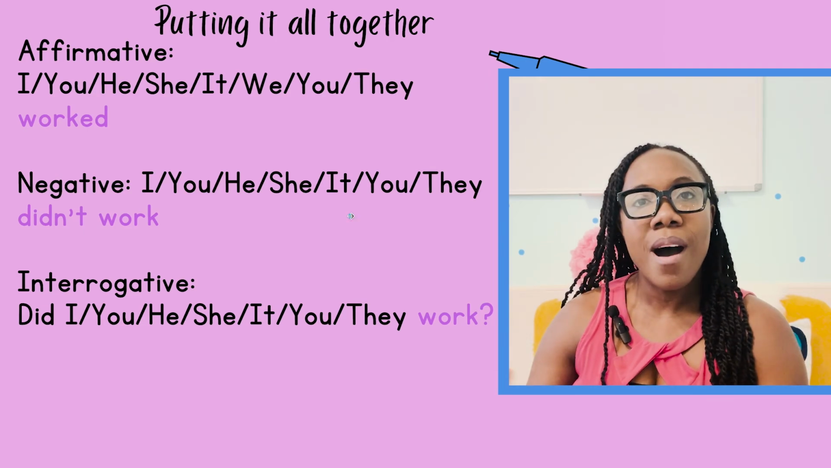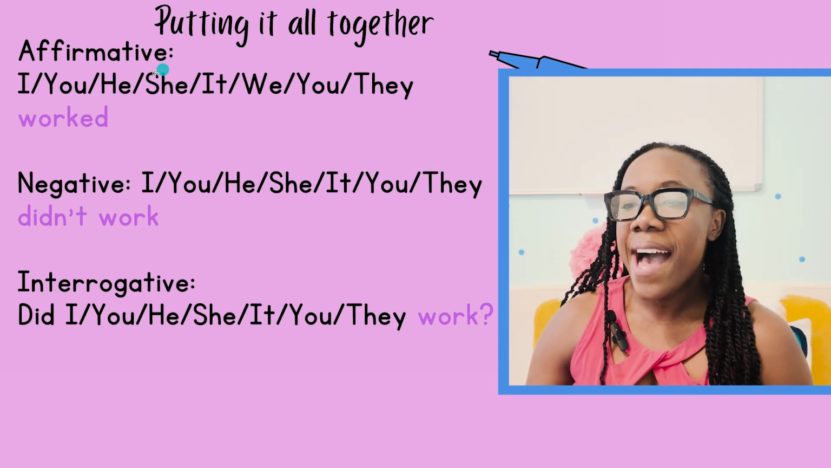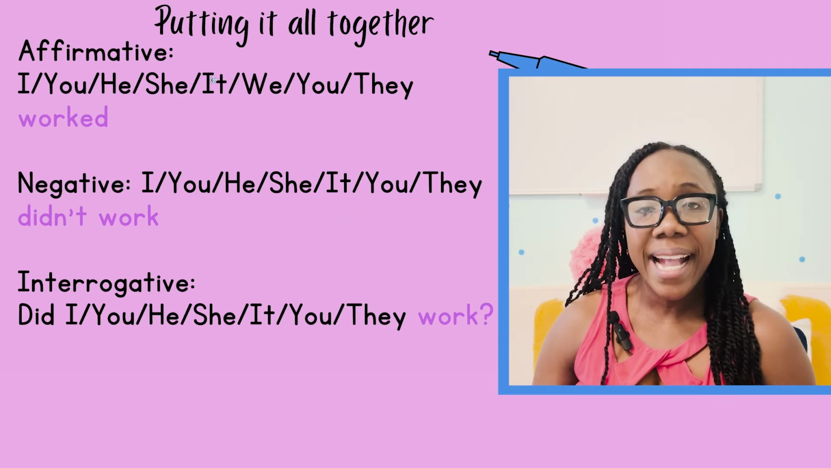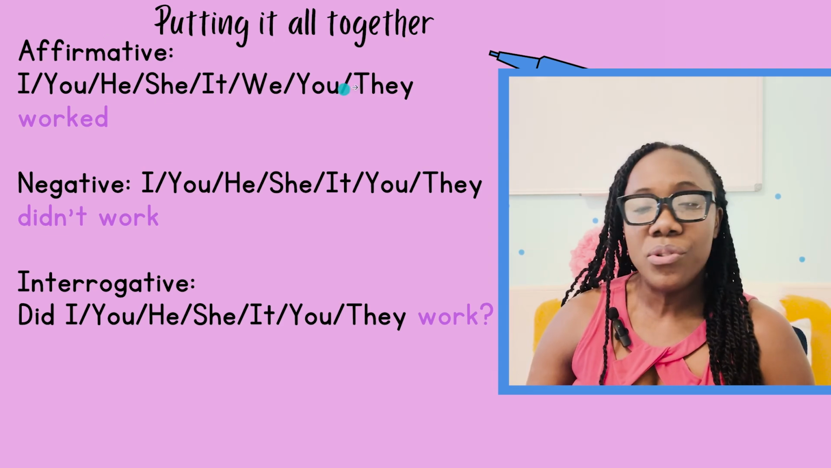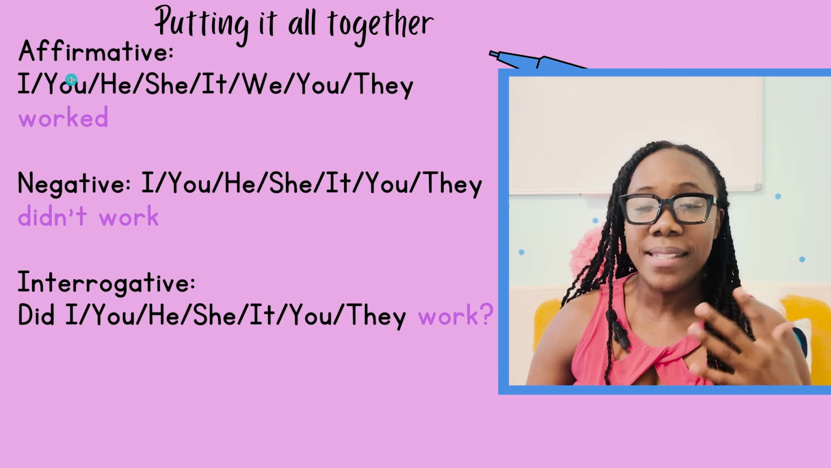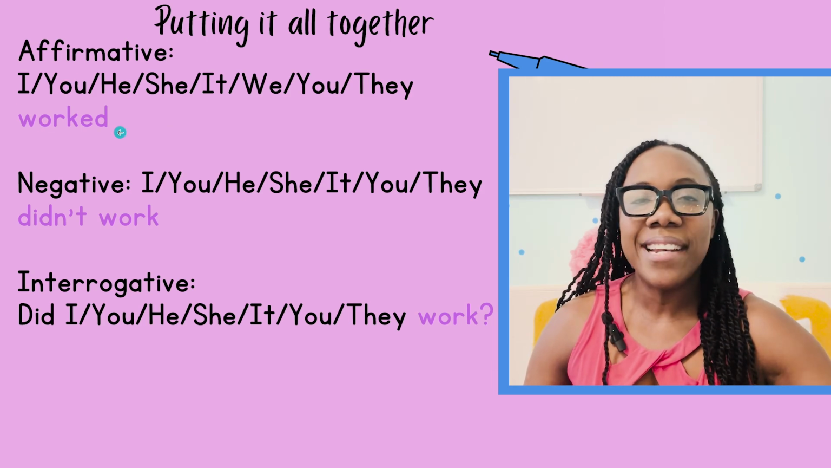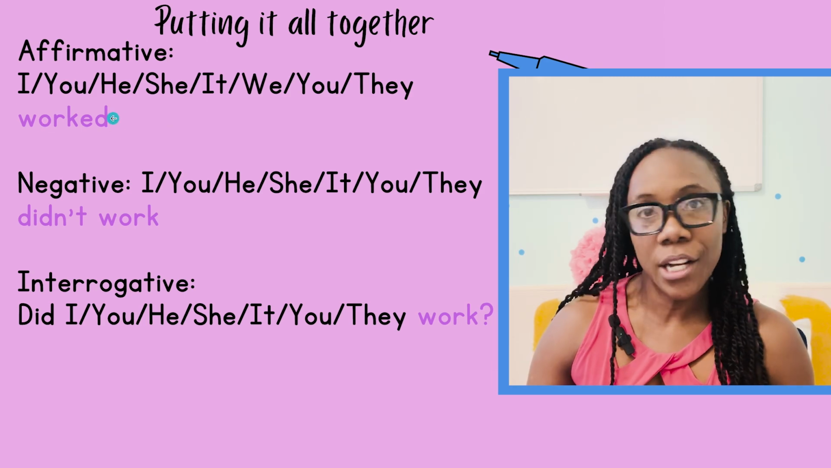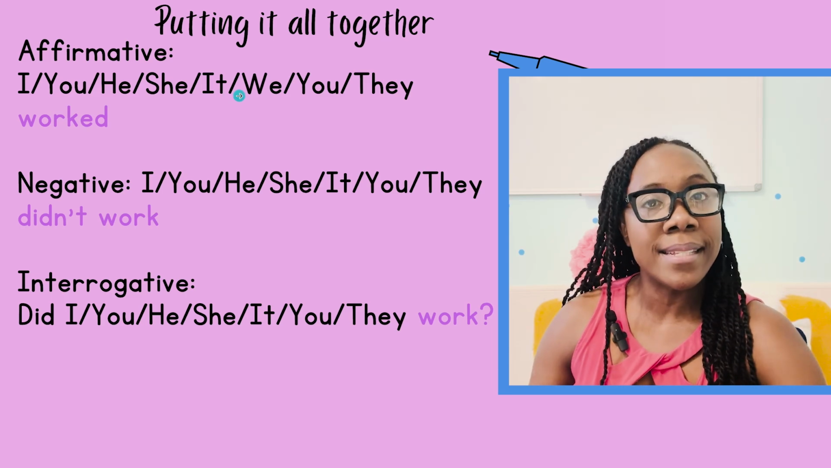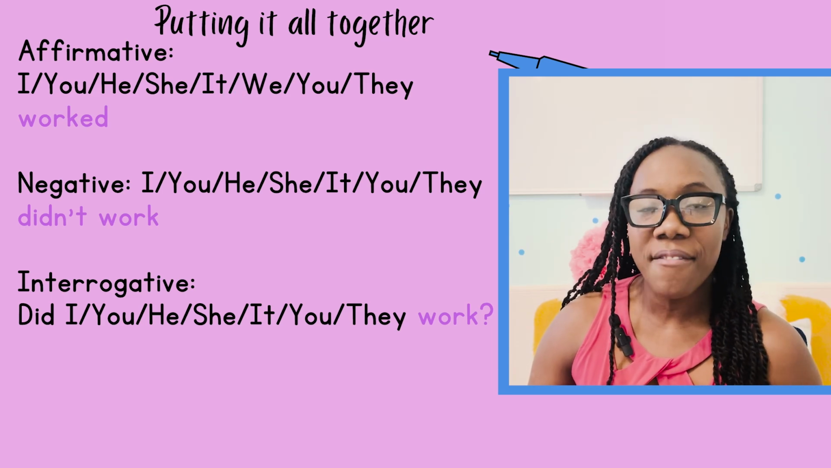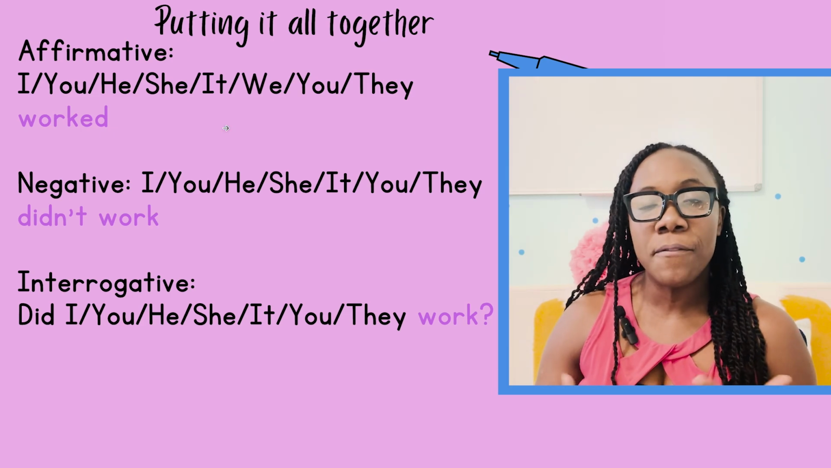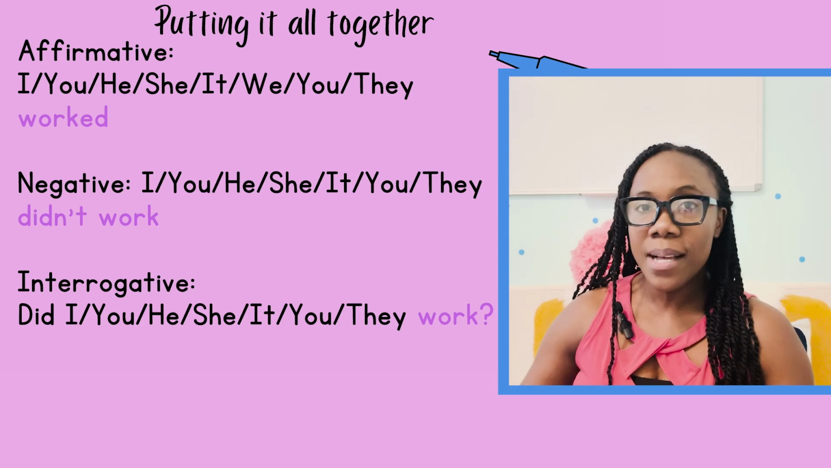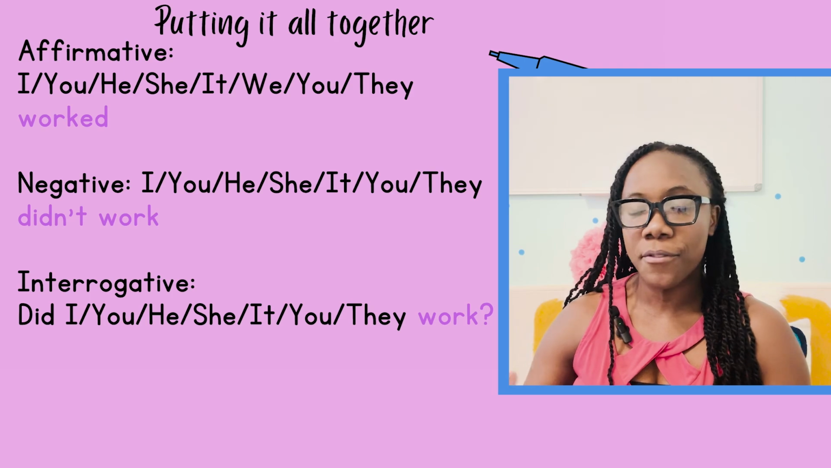Now let's put it all together. We have affirmative, negative, and interrogative. Again, all subjects use the same form. So we say, I worked at JFK Hospital for 10 years. She worked at a law firm for 5 years. My mother worked with the school district before retiring. All subjects use the same form.